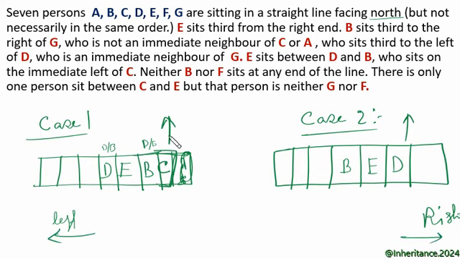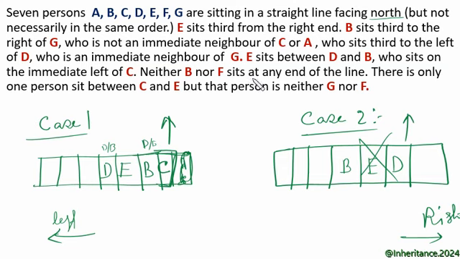So C, this is immediate left, this is second left, this is third left, this is fourth left, this is fifth left, this is sixth left. So C's immediate left is B. Here it is correct. But if we place B as the immediate left of C, this is not possible here. So this case is gone. Now we will focus on only this case.